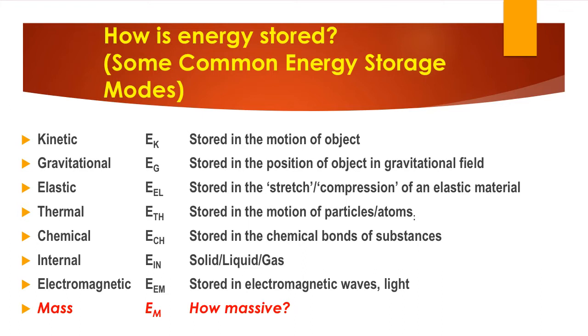So gravitational energy is energy stored in the position of an object in a gravitational field. That may be something like the gravitational field of the Earth, and we have a certain gravitational energy based on whether we're standing on top of the Earth on the ground or whether we're jumping out of an airplane with a parachute. And we'll talk about how we figure out how much gravitational energy an object is storing.